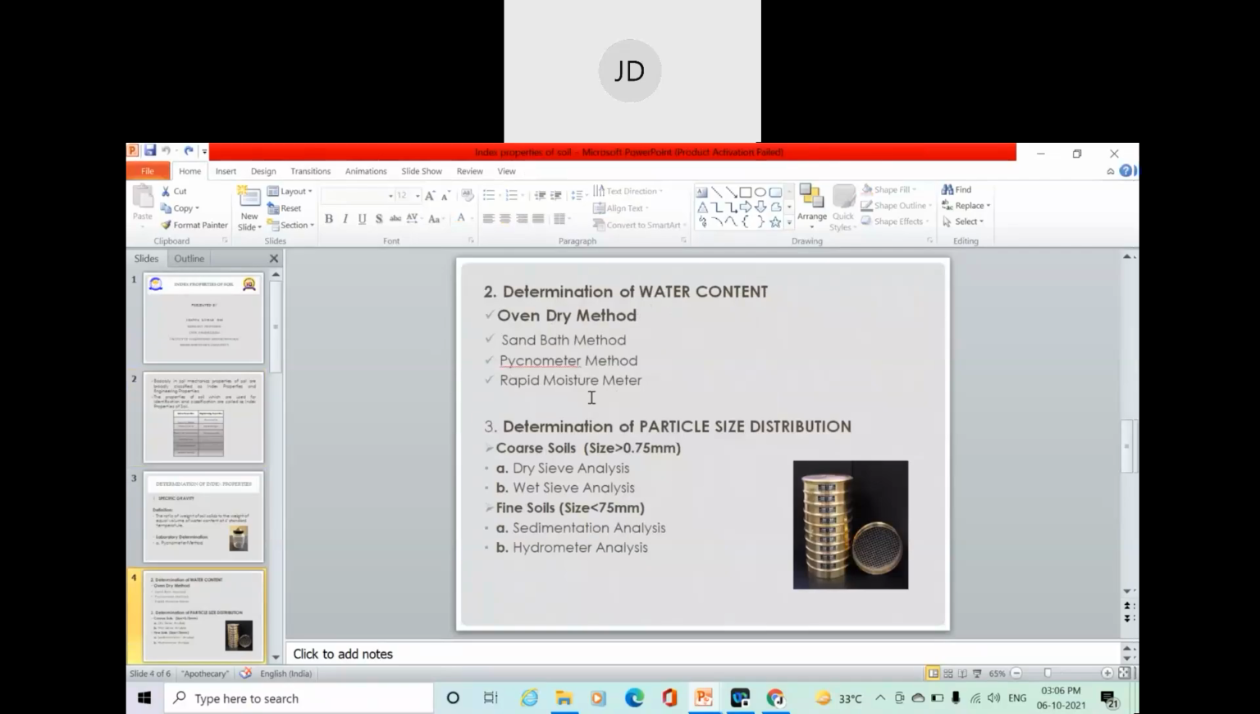Particle size distribution is done in the laboratory to know the grade of soil. There are basically two grades of soil present: well graded soil and poorly graded soil. I'll give you here.